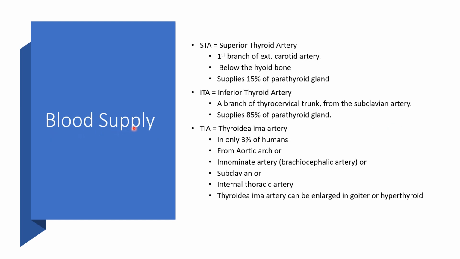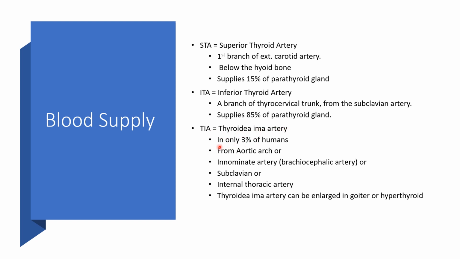The blood supply to the thyroid gland. The superior thyroid artery is the first branch of the external carotid artery, and this will supply the thyroid gland and also 15% of the parathyroid gland. So also will be the inferior thyroid artery, which is a branch of the thyrocervical trunk from the subclavian artery. This will supply 85% of the parathyroid gland, because the parathyroid gland and thyroid gland are together, from the name parathyroid and thyroid, okay? So the blood supply to the parathyroid gland will be 100% from the superior thyroid artery and inferior thyroid artery. If you add 15 plus 85.